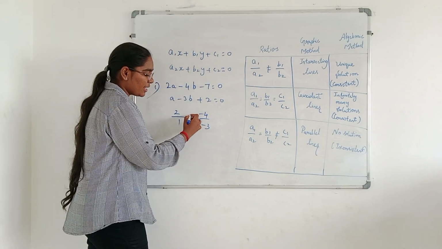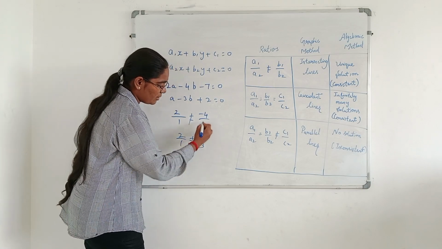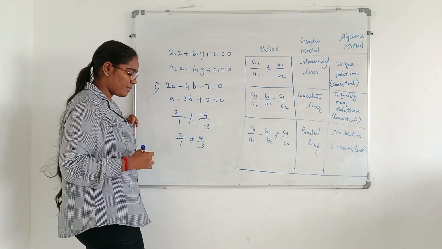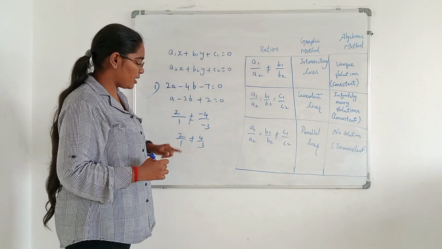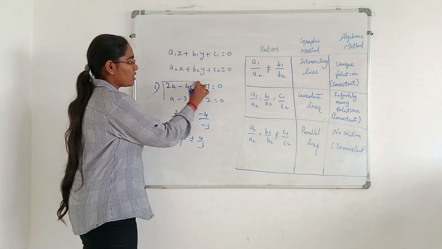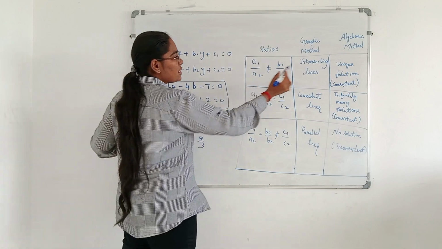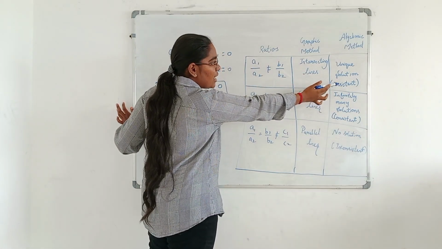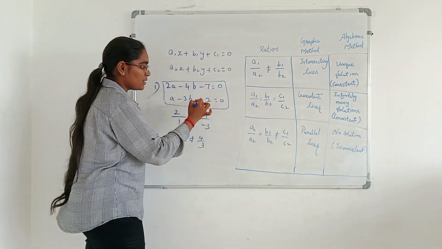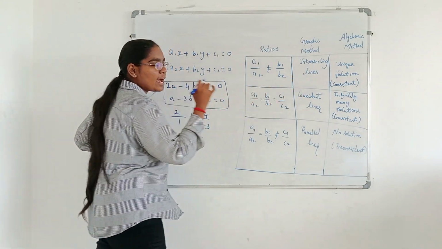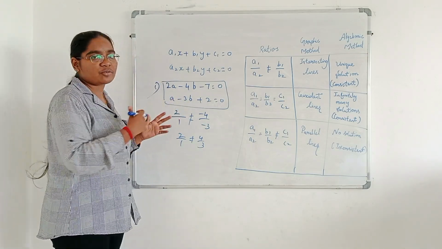Are these two ratios equal? No. 2 divided by 1 is not equal to 4 divided by 3, since the minus signs cancel out. So a1 by a2 is not equal to b1 by b2. Hence this system is consistent and has a unique solution. In the graphical method, the lines will intersect at a point, at the solution. This is how you have to check.